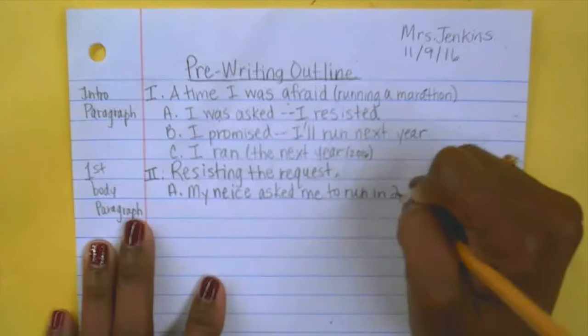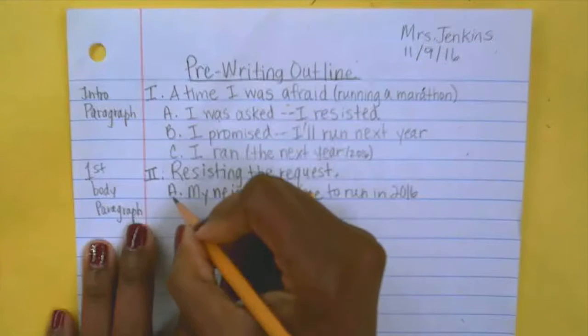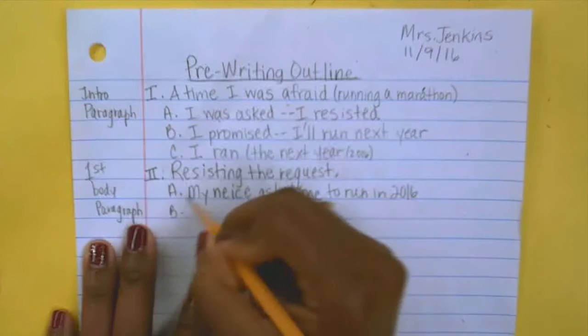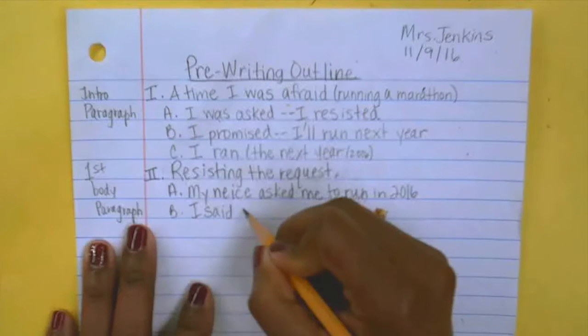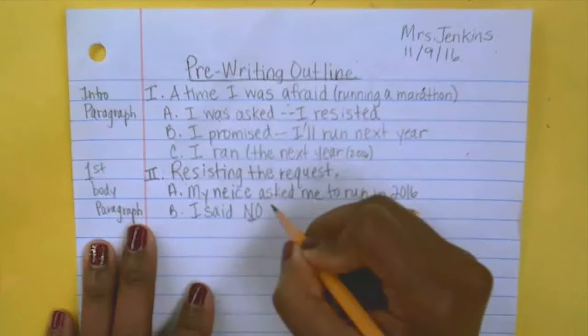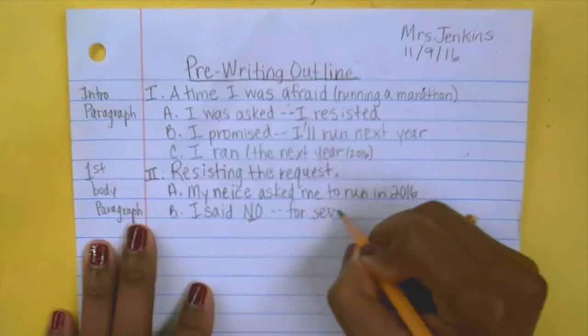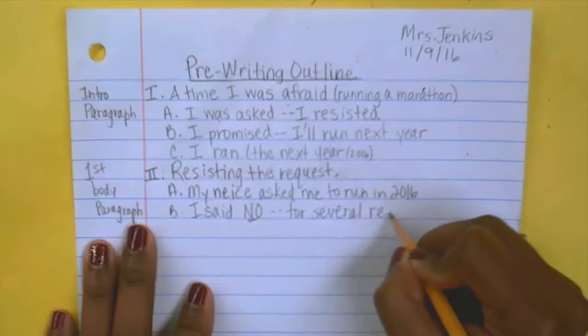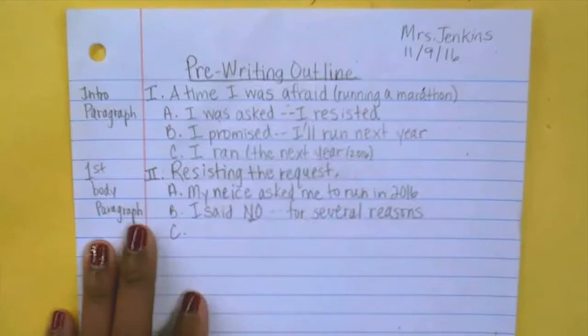Letter B, she pretty much pestered me about it. But I said no for many reasons. I told her I had many reasons, and I didn't want to go into it, but mostly, secretly, I was just scared to run that far. So I made up a bunch of reasons why I told her no. Letter C.